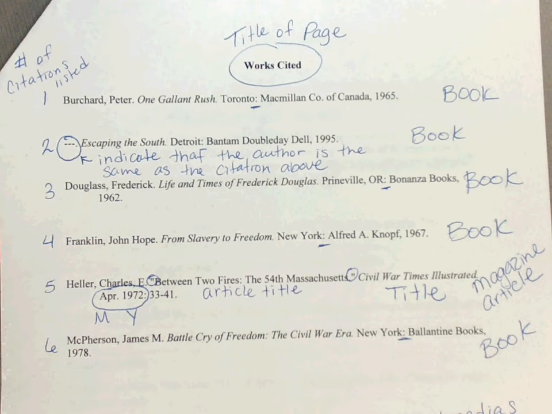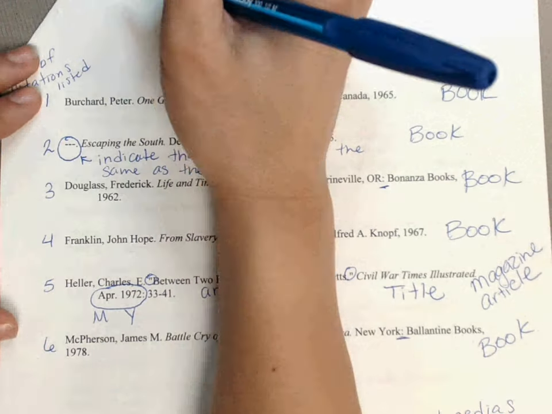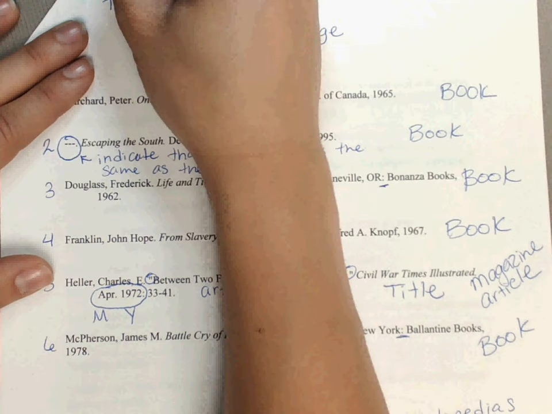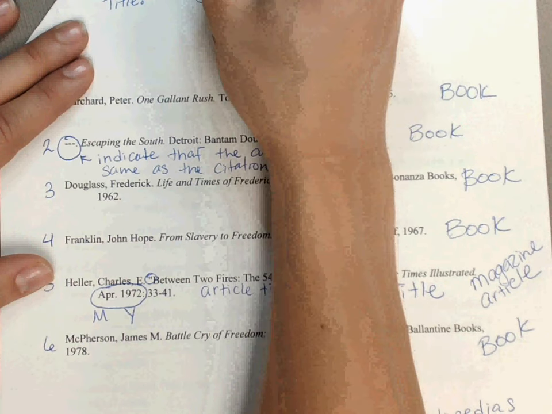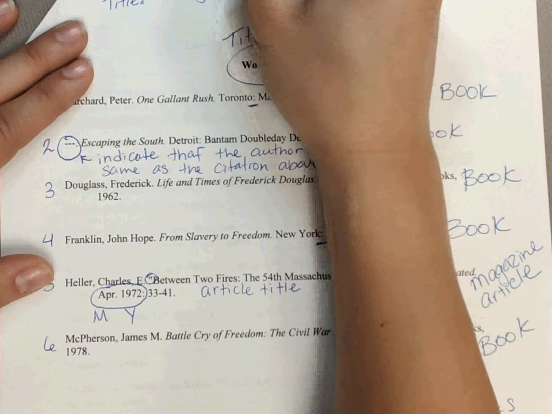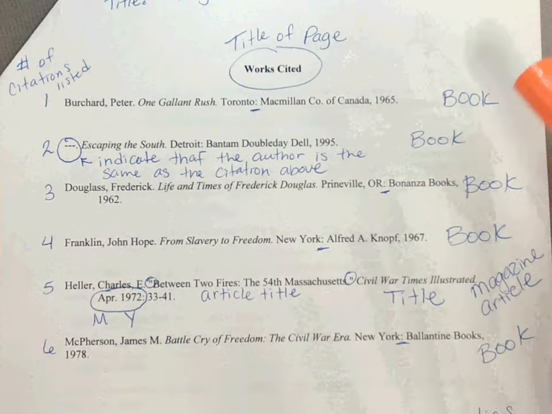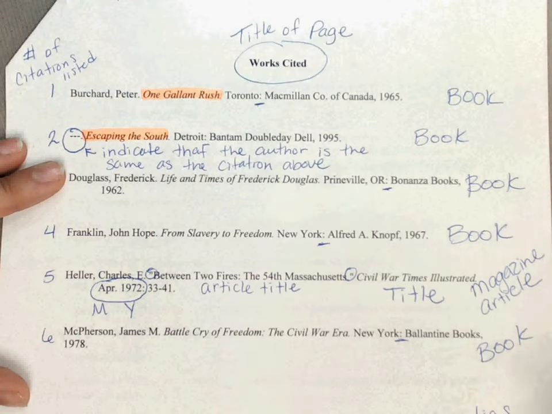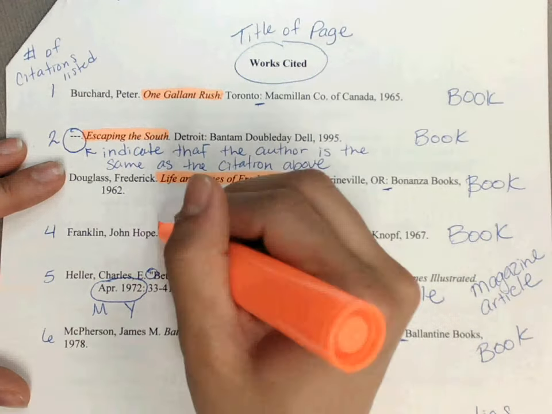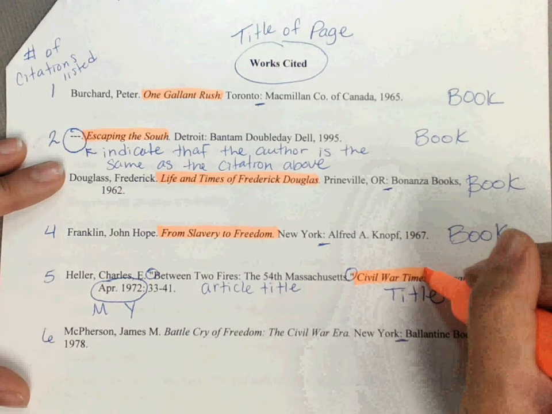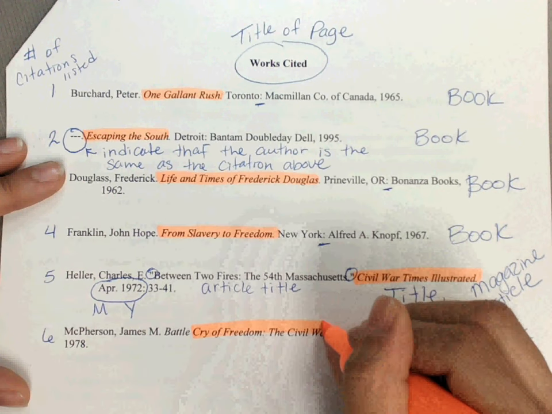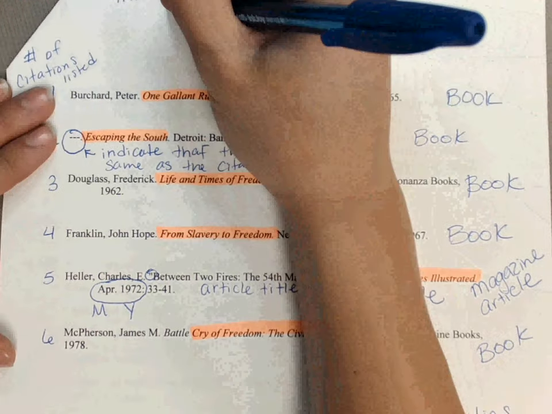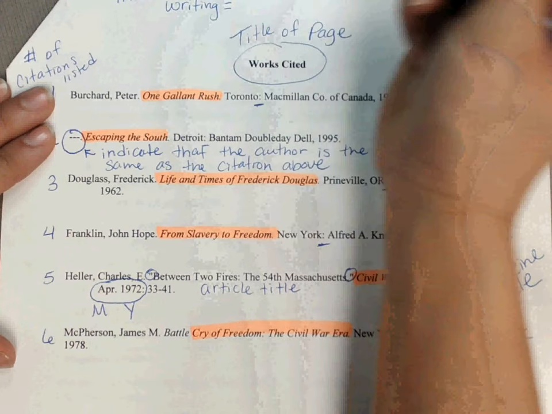Last, I want to point out the difference between titles. When you have a title, and you are typing your works cited page, you will put it in italics, just like these. If we were writing by hand, instead of italics, we would underline.